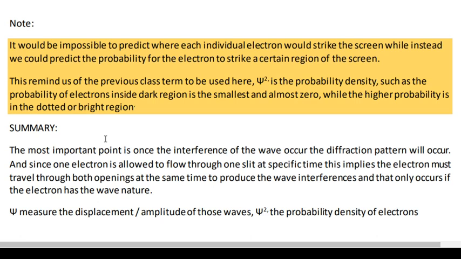The last line: psi measures the displacement, or the amplitude strength, of those waves, and psi squared is the probability density of the electron.